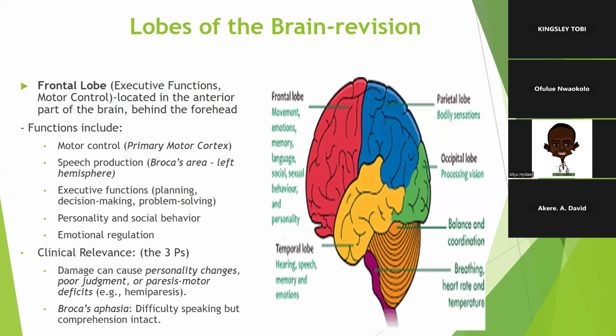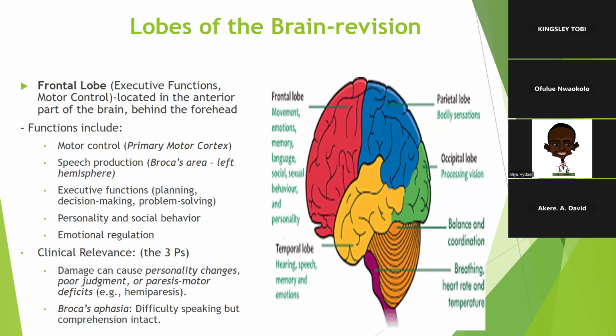So we know the frontal lobe, which is located in the anterior part of the brain behind the forehead, is usually responsible for executive functions and motor control. So it's the primary motor cortex. And in the left hemisphere, we have the Broca's area, which is responsible for speech. We talk about executive functions, planning, decision-making, problem-solving. The frontal lobe is also responsible for personality and social behavior and helps in regulating emotions.